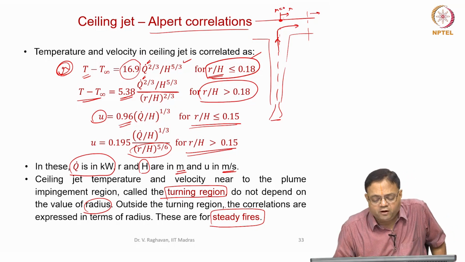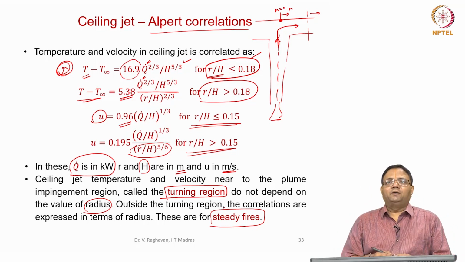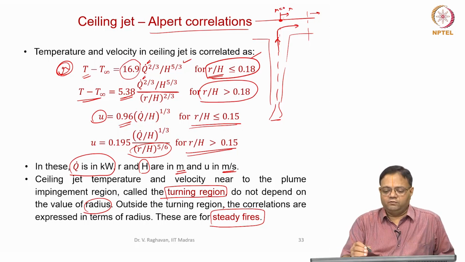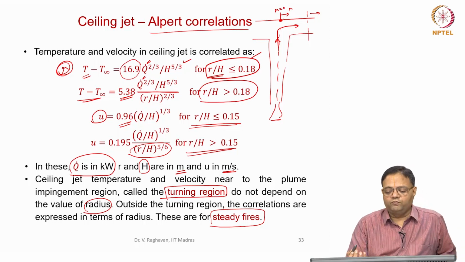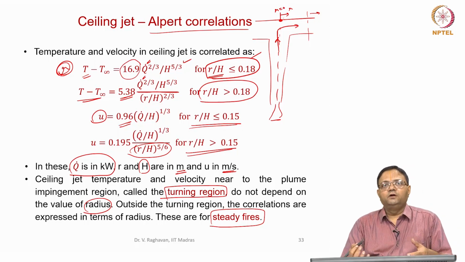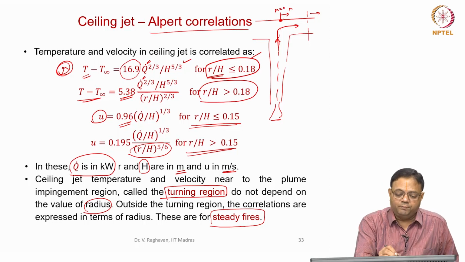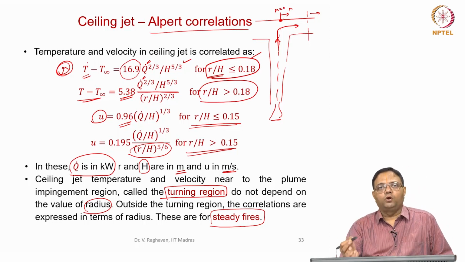These are all correlated for steady fires, but we can extend this to transient fires. But you have to understand that in transient fires, Q dot is going to vary. When Q dot varies, we have to understand how the temperature will vary with time, as Q dot varies with time.